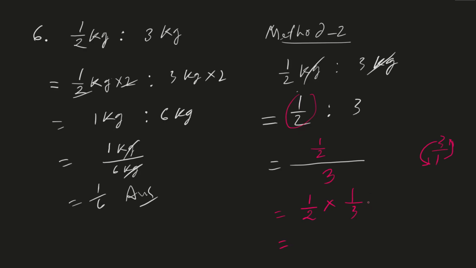So what we can do here is just multiply this one and that one. 1 times 1 is 1 and 2 times 3 is 6. So our answer is 1 by 6. Hope you understand.